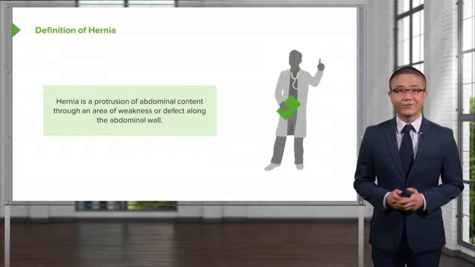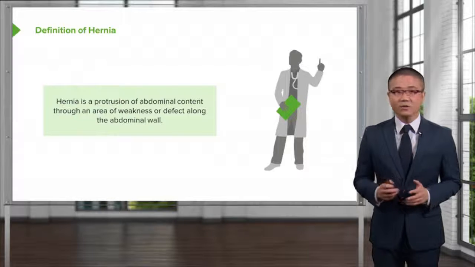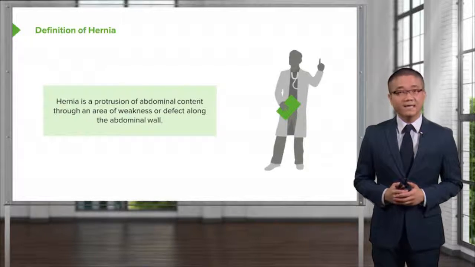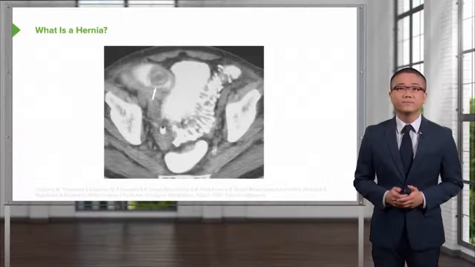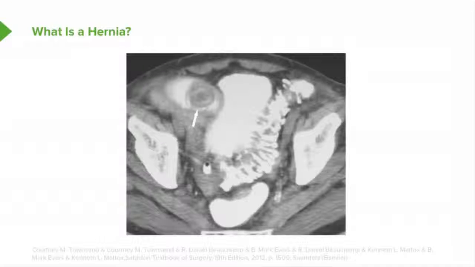A hernia is a protrusion of abdominal content through an area of weakness anywhere along the abdominal wall. This area of weakness or defect can be congenital or acquired. Here we see a cross-sectional image of a CAT scan. You'll see that there is content where the white arrow is. This is the inguinal canal, likely a fat or intestine containing hernia on the right side of the patient.